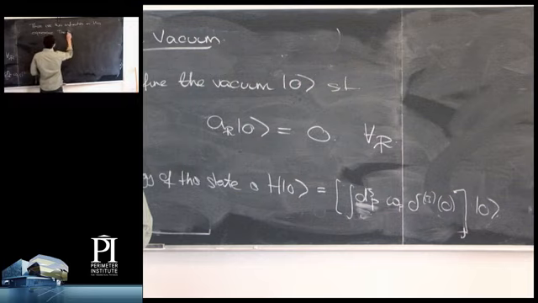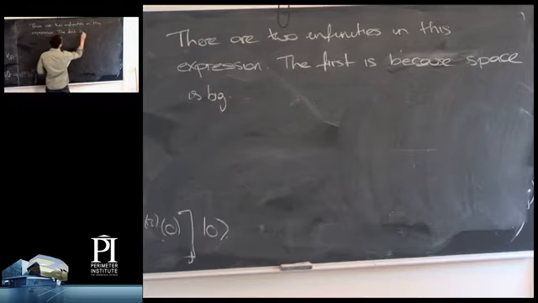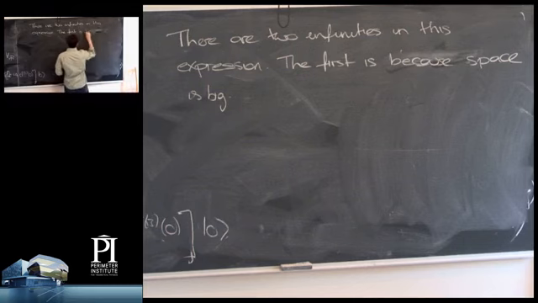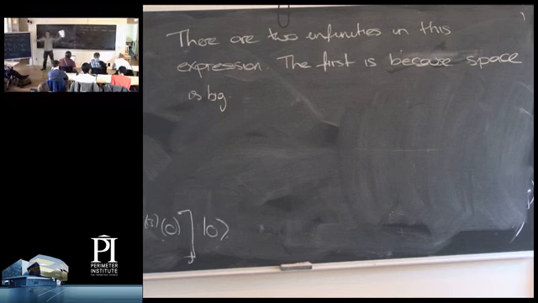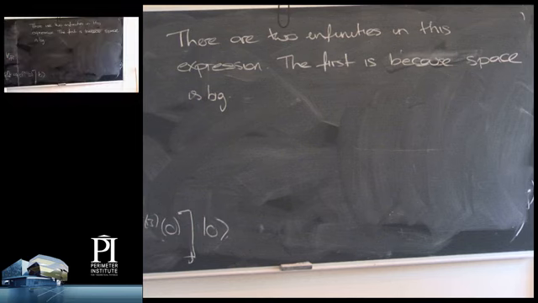So the first infinity is just there because space is big. Okay, so what do I mean by that? I mean big in that way. Okay, it's infinite in extent. No, I actually mean physical space is big. It's this guy that's due to the fact that physical space is big.